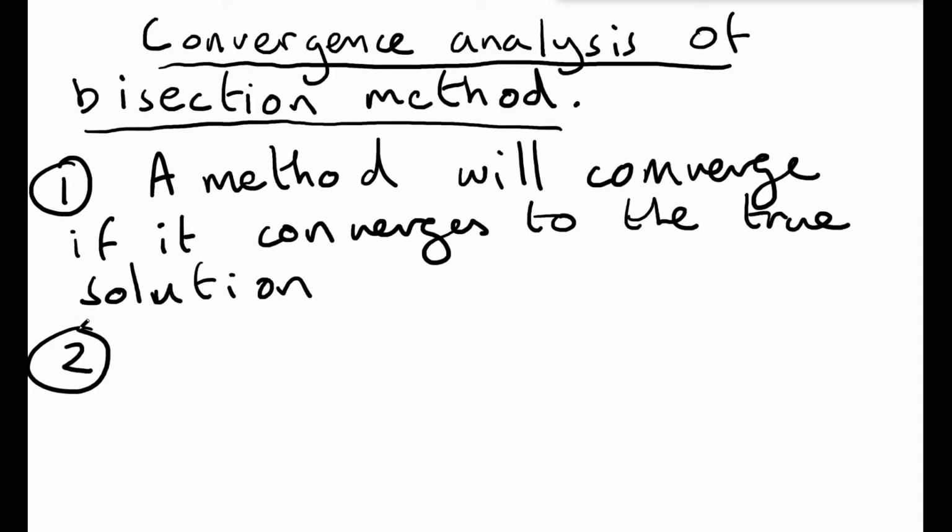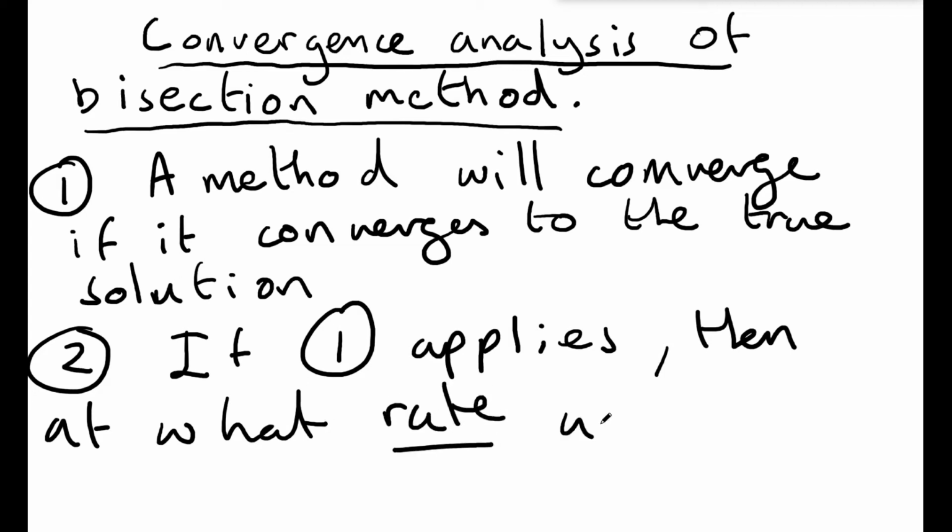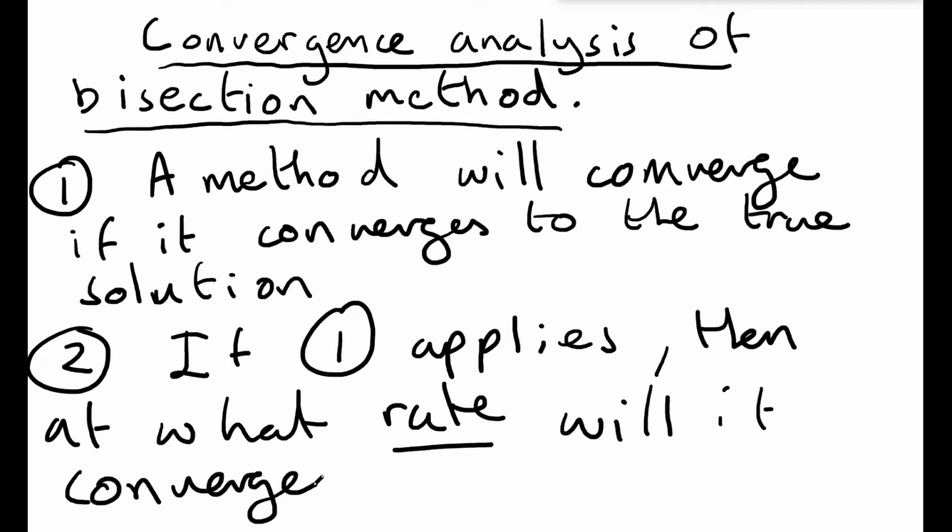And then secondly, we're interested in, if point one applies, then at what rate will it converge? And this is where the convergence analysis comes into its own, because it tells you whether the method will converge or not, but also at what rate it will converge. So those two things bear in mind. May seem obvious, but sometimes it's worth stating obvious definitions before we proceed.